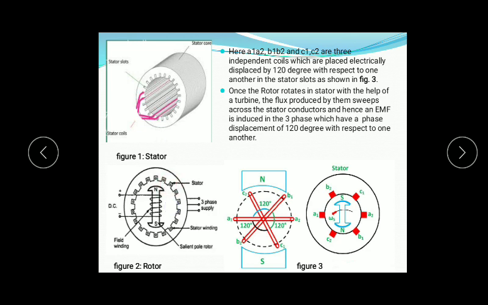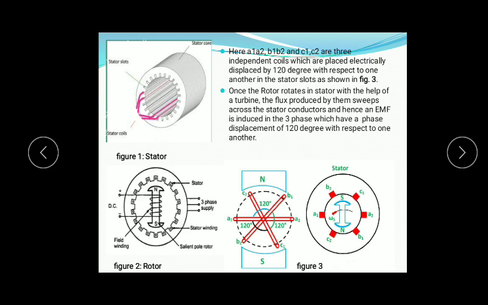A current carrying conductor will produce a magnetic field around it. Therefore, when you supply DC to the poles, the field is produced. So this rotor will rotate. Once the rotor rotates, the stator conductors are going to cut the flux, and EMF is induced in the stator conductor. So this is a three-phase conductor.